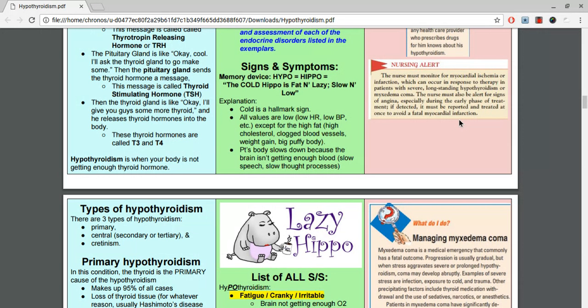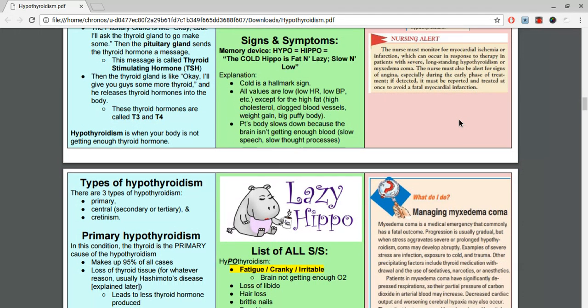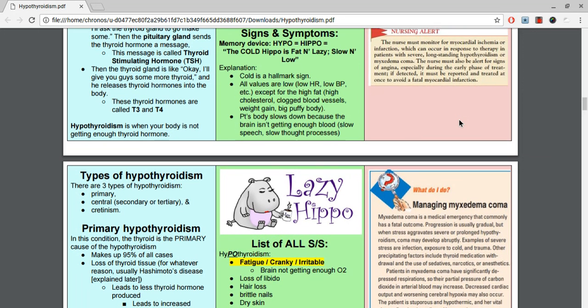And here's a nursing alert. The nurse must monitor for myocardial ischemia or infarction, which can occur in response to therapy in patients with severe long-standing hypothyroidism or myxedema coma, okay? The nurse must also be alert for signs of angina, especially during the early phase of treatment, okay? So, if detected, it must be reported and treated at once to avoid a fatal myocardial infarction. So, a really big concern is the heart, okay? So, keep that in mind. Myxedema coma, watch out for that heart.